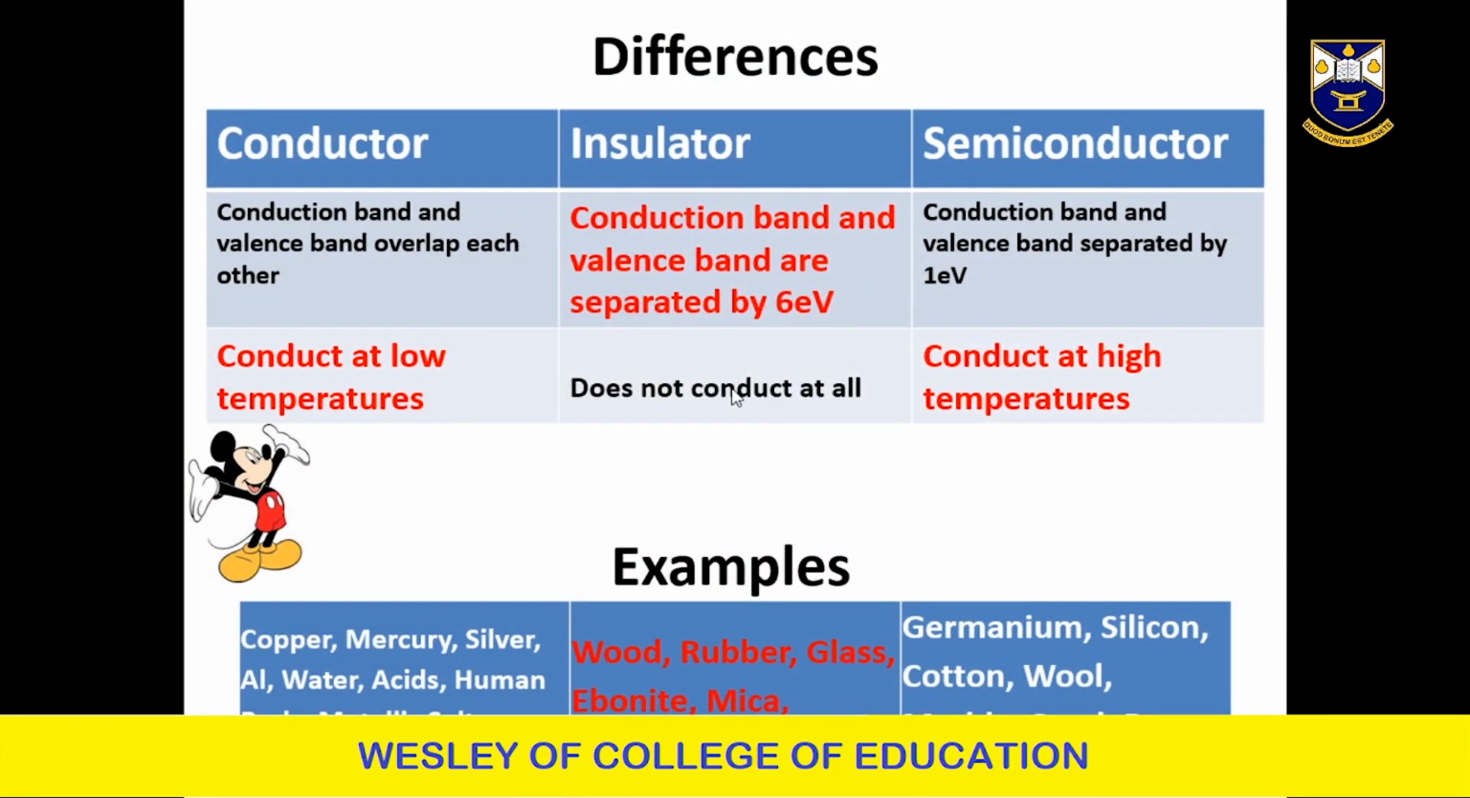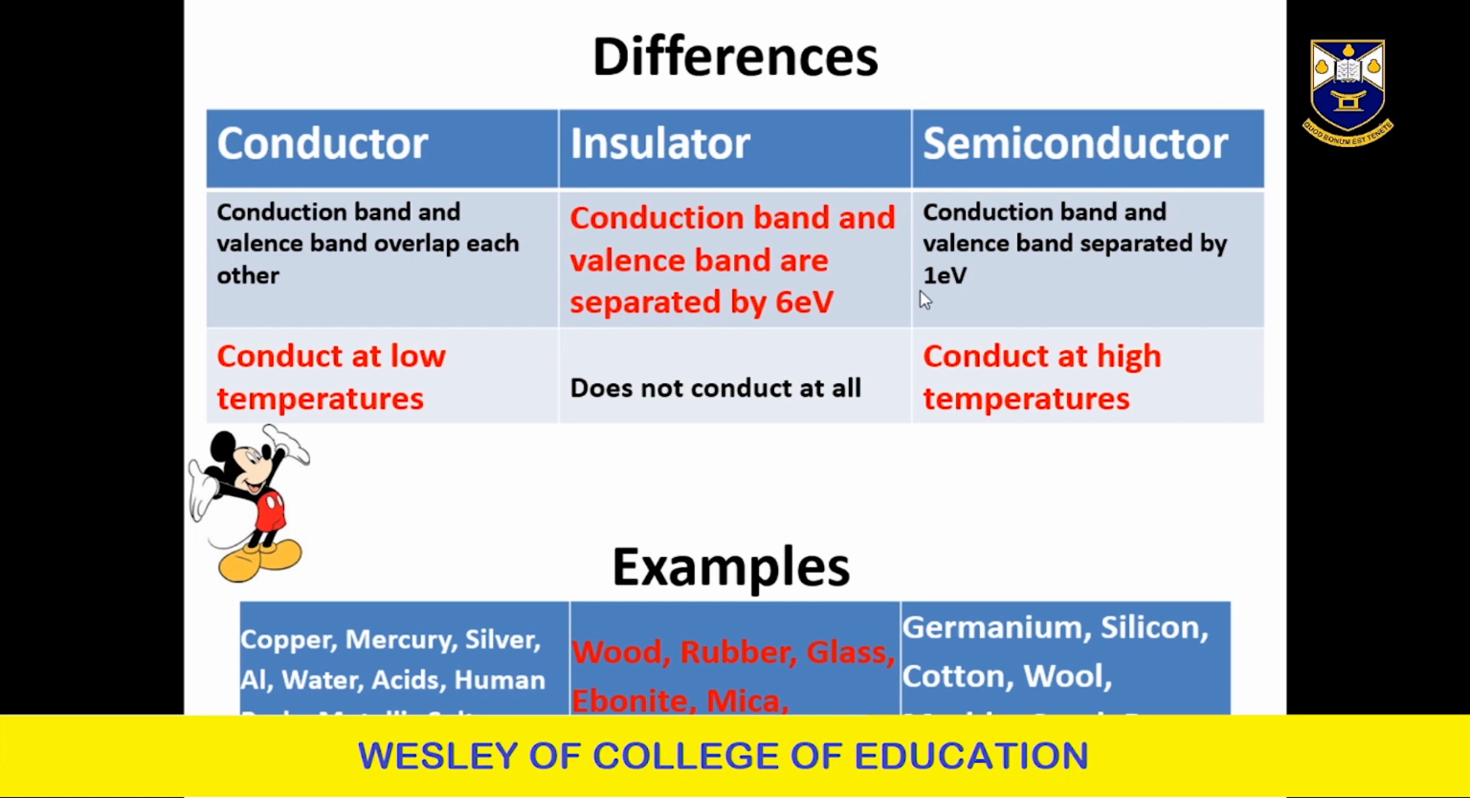Now I would have to look at the differences per the definitions that we have given and go on to look at the examples under these three materials. So under conductor, we can see conduction band and valence band overlap each other. Okay, and now when we come to the insulator, conduction band and valence band are separated by at least 6 electron volts. When you come to the semiconductor, conduction band and valence band are separated by at least 1 electron volt. Electron volt is the energy that you need.